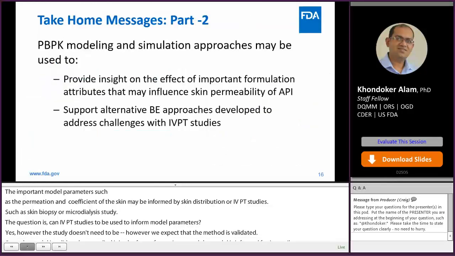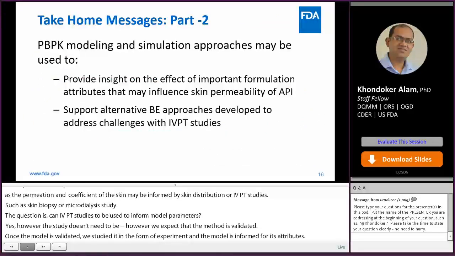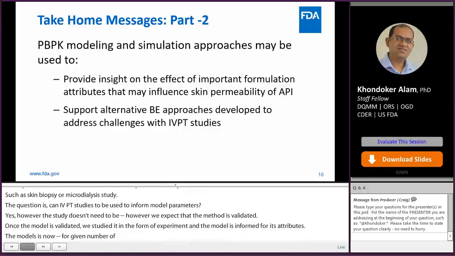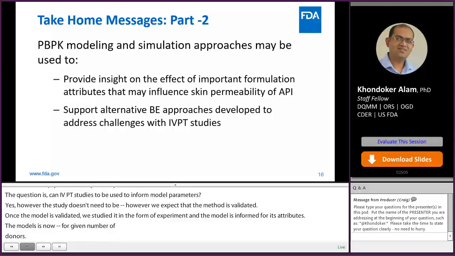To summarize my talk, PBK modeling and simulation approaches may be used to provide insight on the effect of important formulation attributes that may influence the skin permeability of API, to support an alternative bioequivalence approach developed to address challenges with IVPT studies.